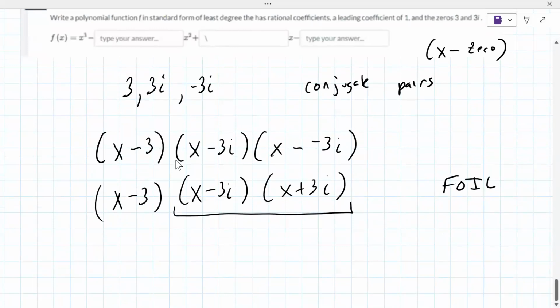So have you been doing this in class? Does this look familiar to you? Yeah. Okay, do you want to try foiling this? Yeah. Okay.